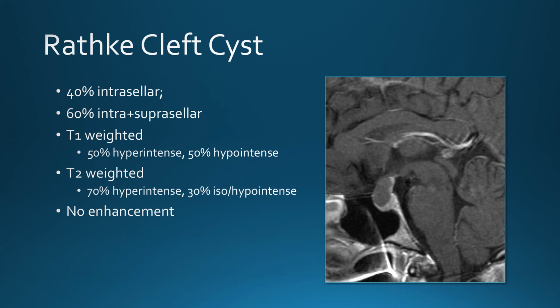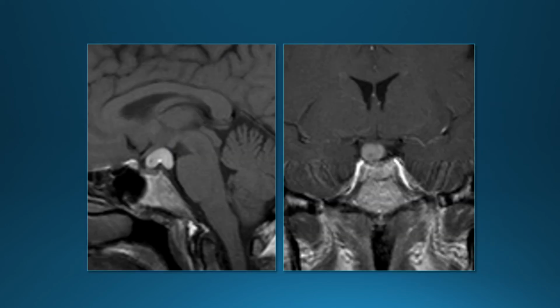And they can have any variety of signals. So on T1 it can be bright or dark. On T2 it can be bright or dark. And of course the important thing here is that it does not enhance with contrast. It's another Rathke cleft cyst, T1 bright in this case, a funny shape to it.